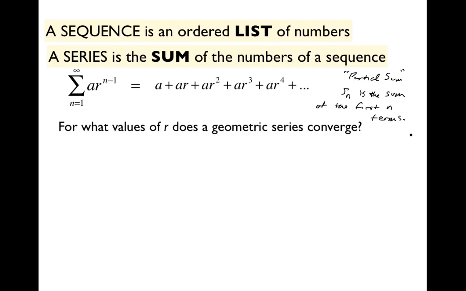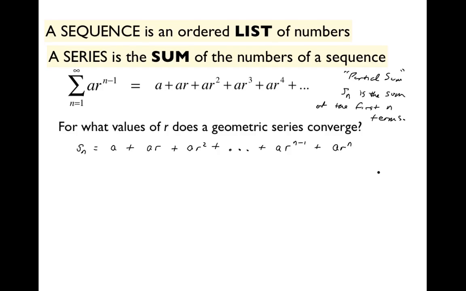All right, so to figure out for what r values this converges, we're going to first write down the nth partial sum, which is going to be all these same terms, a plus ar, etc. But now we're going to have a stopping. So the second to last one will be ar to the n minus 1, and then the last one. So that's how we would express the nth partial sum of this infinite series.